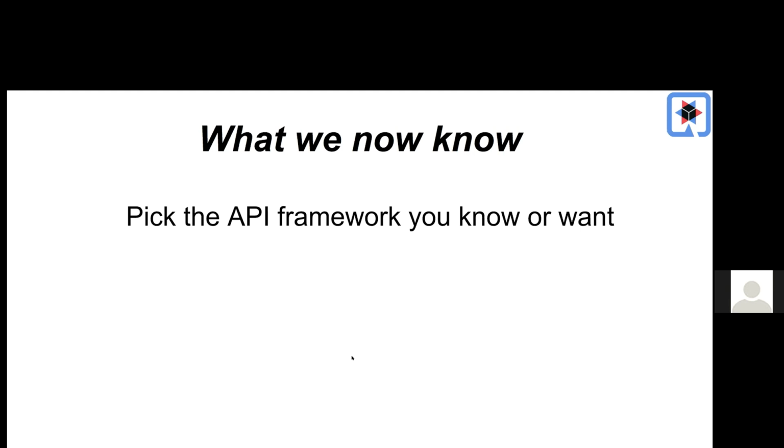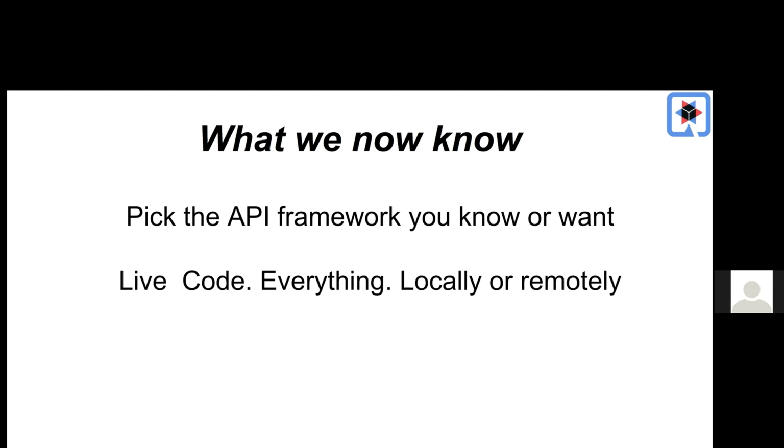So what do we now know? Having gone through this, you can pick the API framework that you want, and that you probably know, right? You can live code everything locally or remotely, which is really cool. This remote stuff works inside of Docker too, so it's not like a Kubernetes-centric thing. In fact, if you go to the Quarkus YouTube channel, you'll see the most recent video was Stuart Douglas, who basically developed all this live coding stuff, do it with Docker. And you get extreme runtime efficiency.